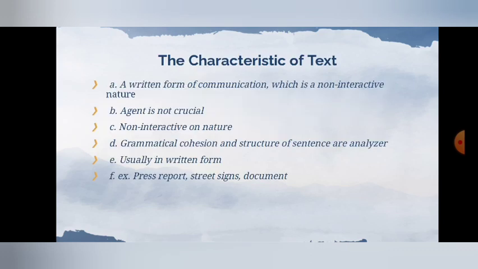And then the characteristic of text. 1. A written form of communication which is of a non-interactive nature. 2. Agent is not crucial. 3. Non-interactive nature. 4. Grammatical cohesion and structure of sentence are analyzed. 5. Usually in written form. 6. Example: press report, street sign, document.